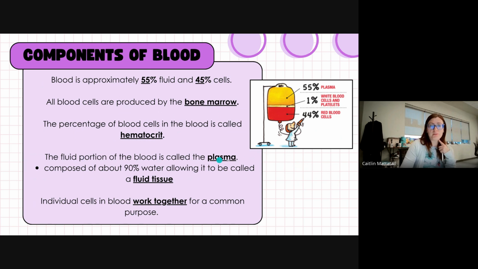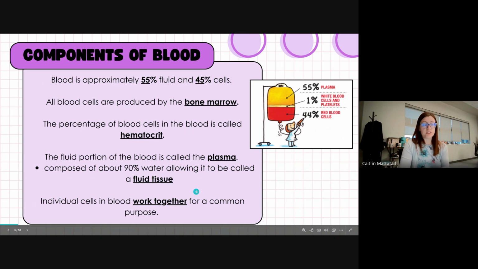The fluid portion of your blood is called plasma. In the plasma, you also have things like plasma proteins, which is what we talked about in the last section where we were looking at osmotic pressure, or the fluid moving back up into the capillaries. That had to do with plasma proteins, so we'll talk about that a little bit more. And because the plasma has so much water in it, we do refer to it as a fluid tissue. That's just something important to remember.